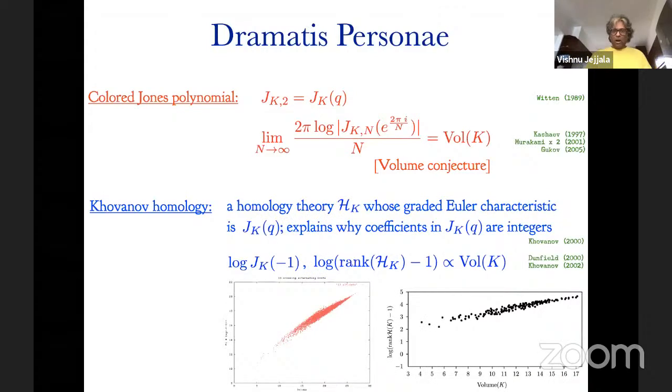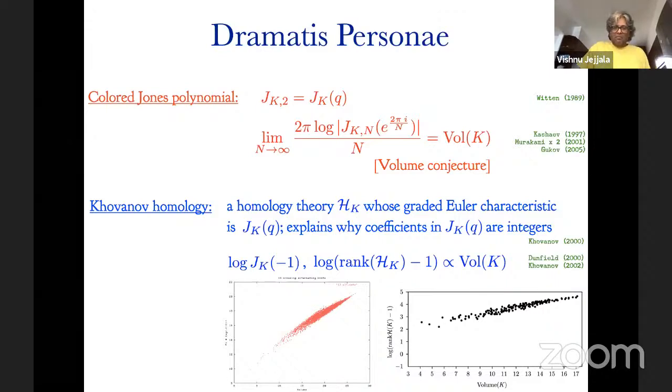All right, so it was noticed that if you take the ordinary Jones polynomial and evaluate it at minus one, for a certain class of knots, the alternating knots, the log of the Jones polynomial evaluated at minus one is proportional to the volume of the knot complement. This was an observation by Nathan Dunfield in 2000, and Khovanov looked at this and used Khovanov homology and computed the rank in Khovanov homology. So the rank is the sum of the dimensions of the homology groups.